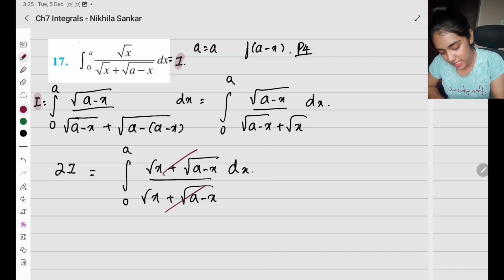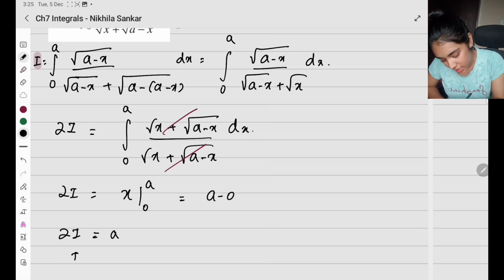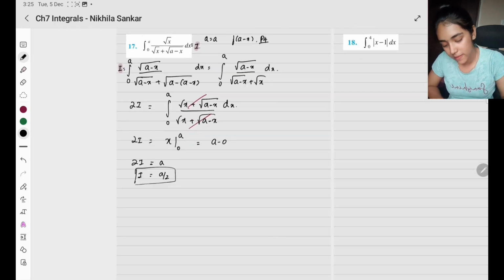So this gets cancelled. I'll be left with 2i equals integral dx, which is going to be x, with limits from 0 to a. So I have a minus 0. So 2i equals a and I equals a divided by 2. So this is my answer. Okay. Please copy.